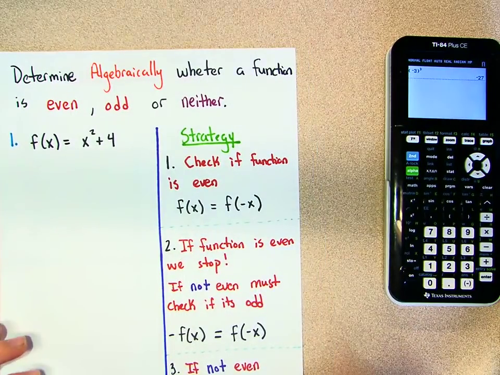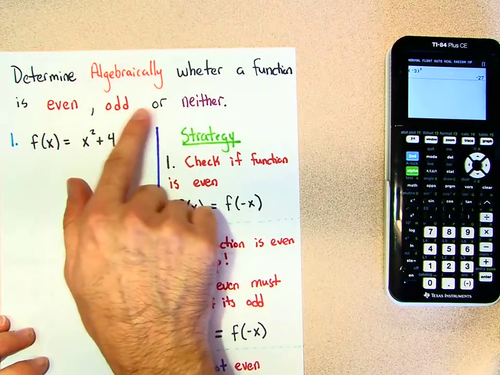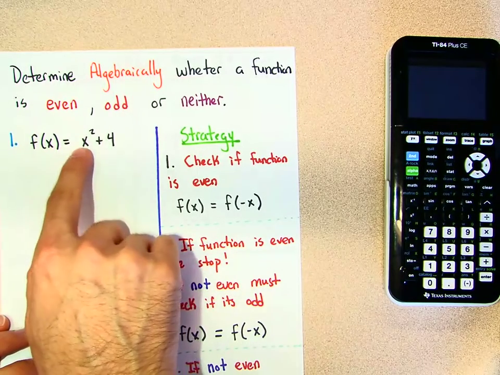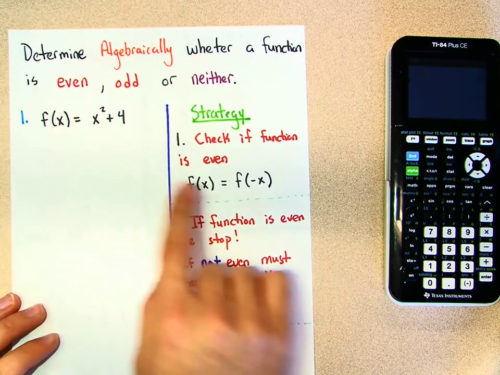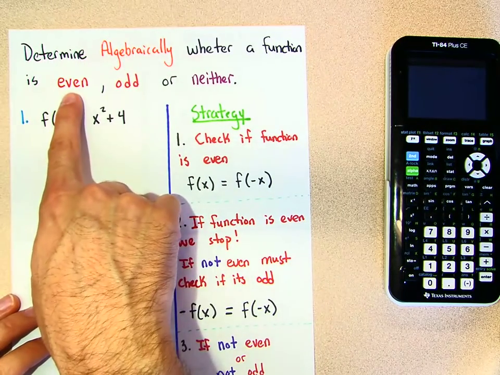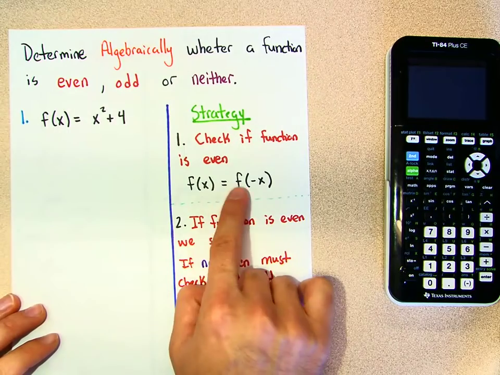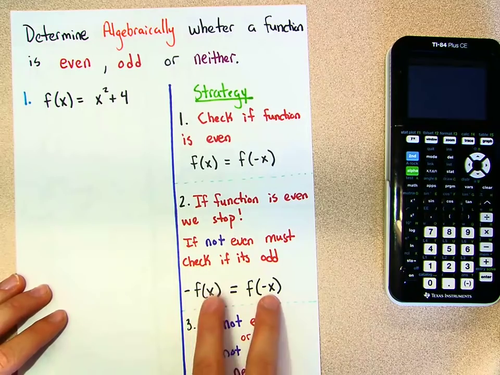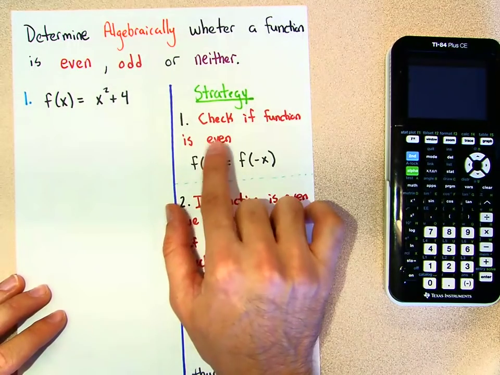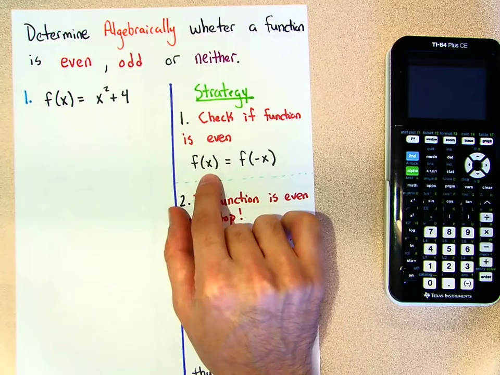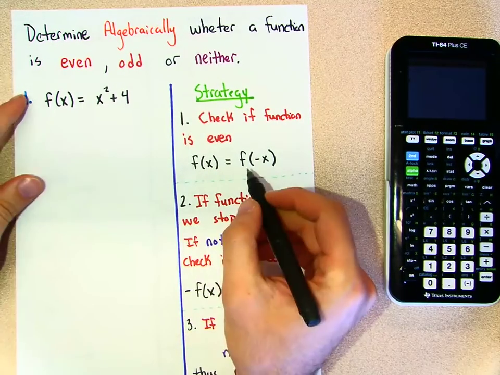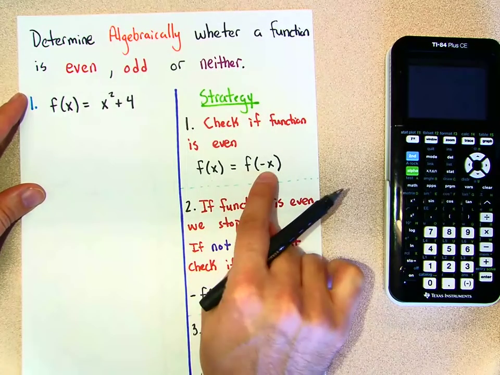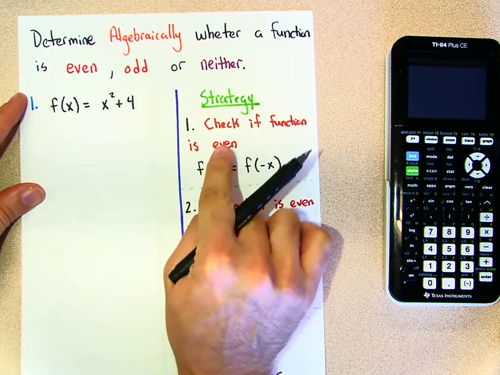Here, let's determine algebraically whether a function is even, odd, or neither. If I take a look at this function here, we have f of x equals x squared plus 4. What I want to do is check if it's even or odd. Remember, if it's even, I better have this. If it's odd, I better have this. So first, let's check if this function is even. I want f of x to equal f of negative x. If this is true, then the function is even.